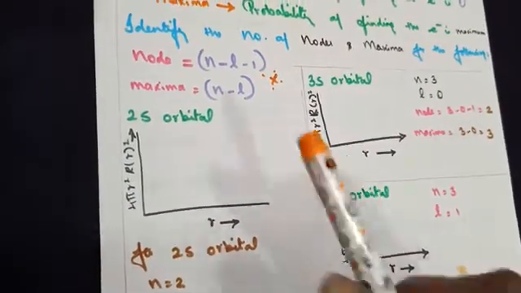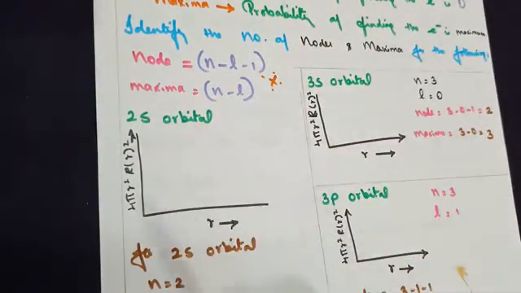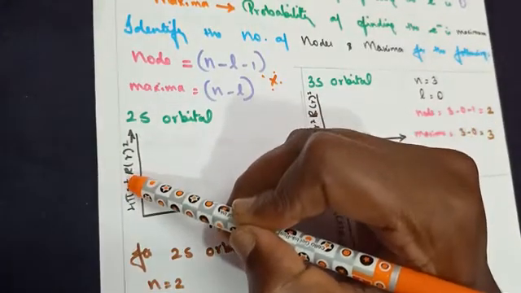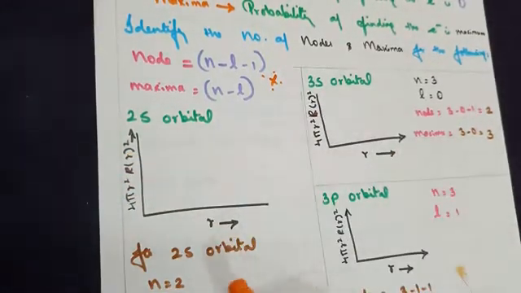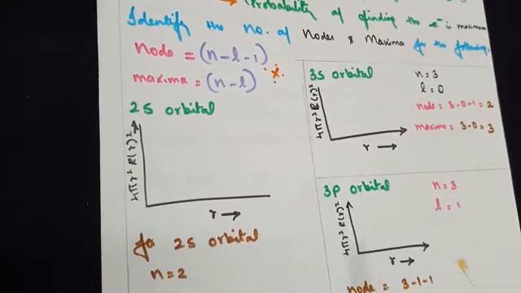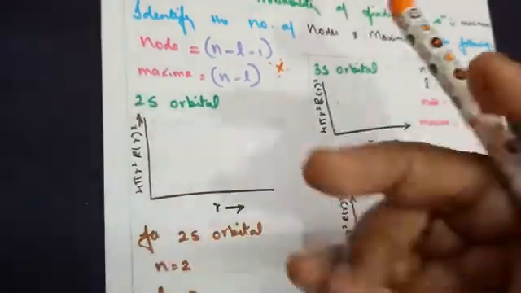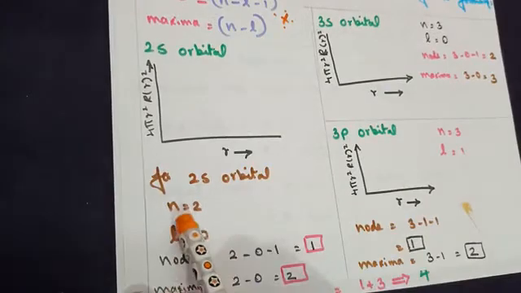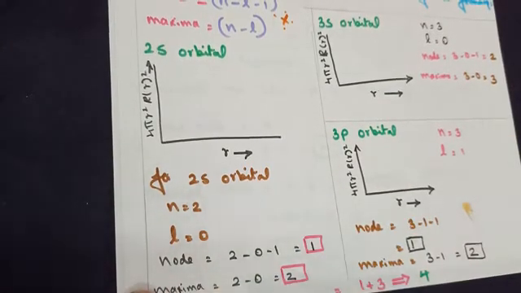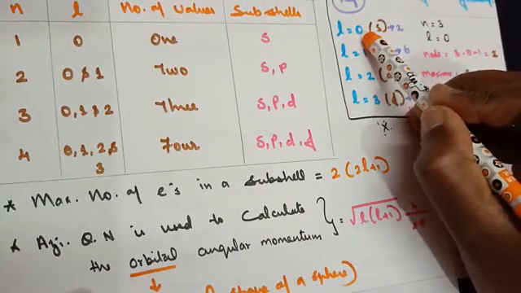Now if they ask you to find the number of nodes and maxima for the 2s orbital, as usual, on the y-axis you represent the probability density of the electron, and on the x-axis you represent the radius. For a 2s orbital, remember the 2 stands for the principal quantum number. So here n equals 2. For the s orbital, as you have repeatedly seen, the L value is 0.